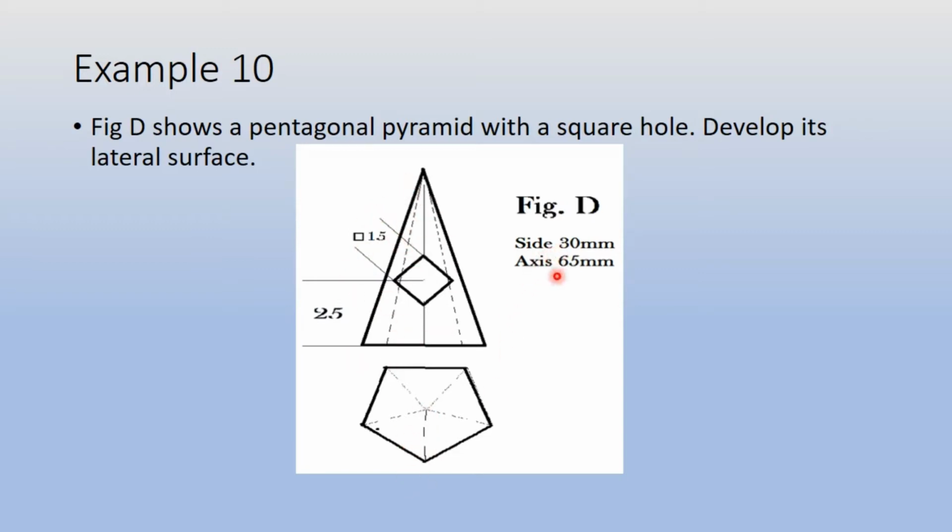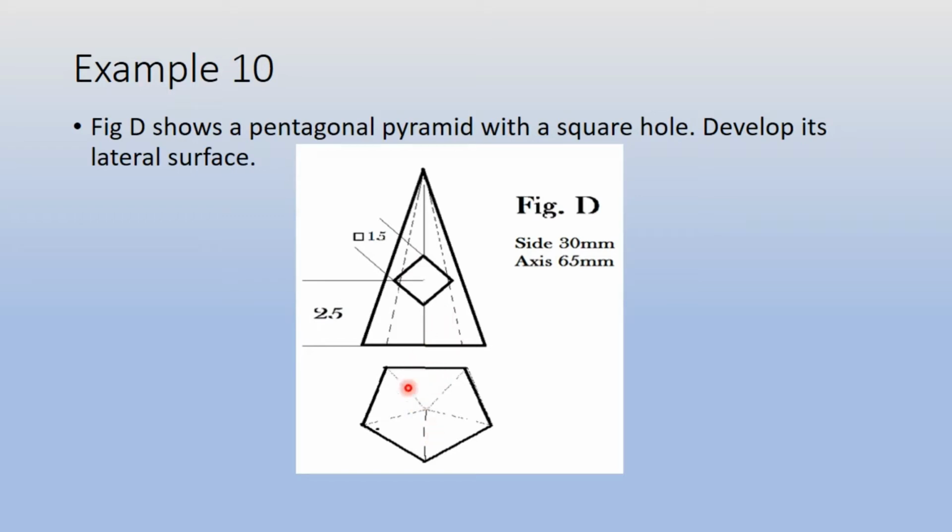The axis height is 65 given here, and the side is 30 given here, and there is a square hole passing through this inside this pyramid. As you can observe, it is 25 away from the base, and the side is 15. So here, this is an interesting question, very very interesting question.